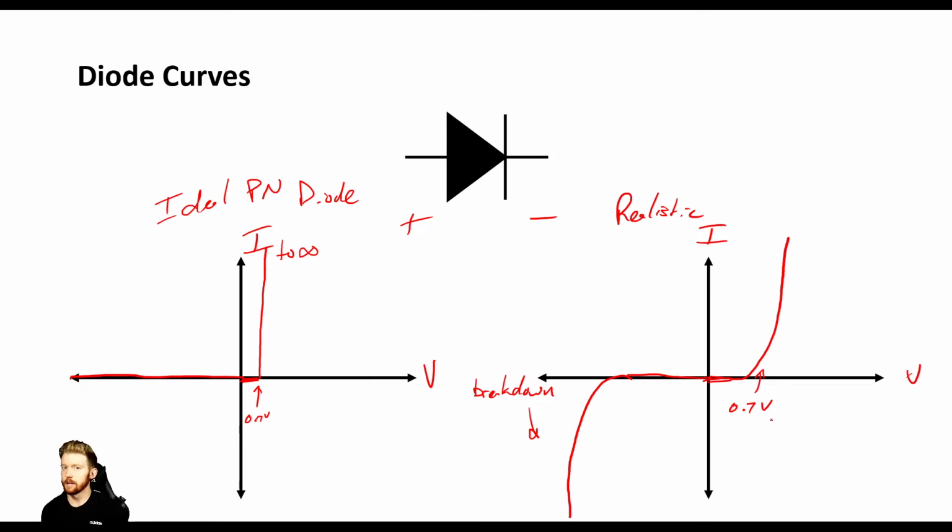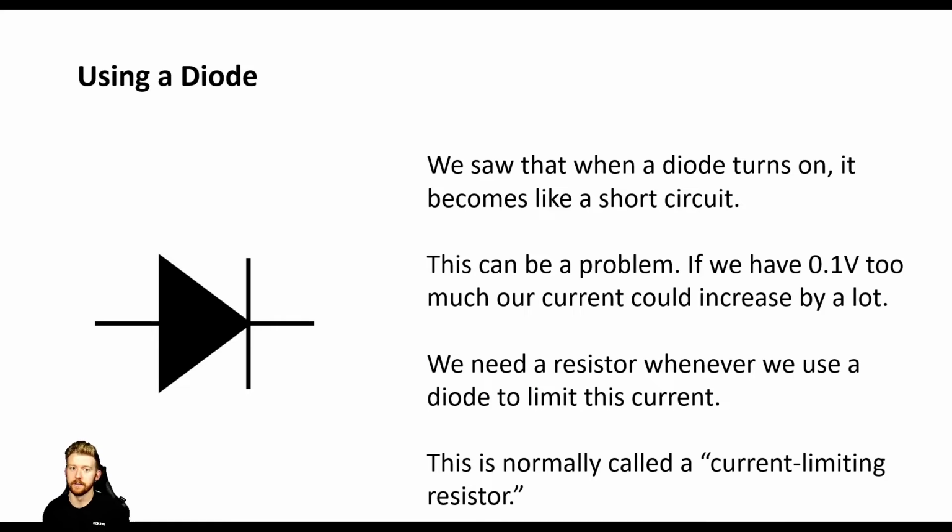And then it's not exactly a short circuit, but it does start conducting current exponentially. So if you increase the voltage, the current is going to increase exponentially. And this can actually be a problem. So that's the next thing we're going to talk about on this slide.